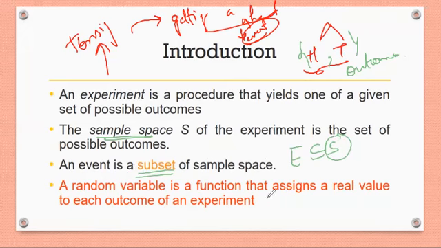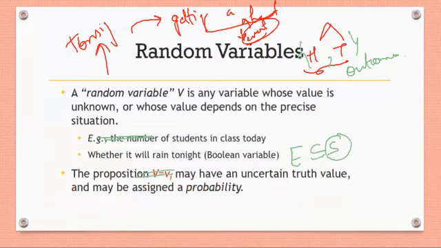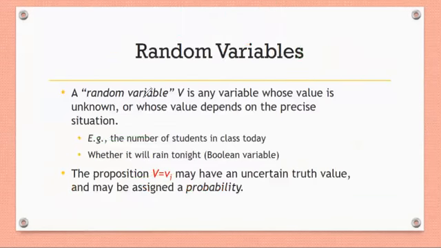And a random variable is a function that assigns a real value to each outcome of an experiment. So for each outcome, we give some value. That is, head may occur only once, tail may occur only once. Similarly, if you have two coins, and you are tossing the two coins separately or together, then this outcome or this sample space will change. Now after that, what do you mean by a random variable? A random variable V is any variable whose value is unknown or whose value depends on the precise situation.